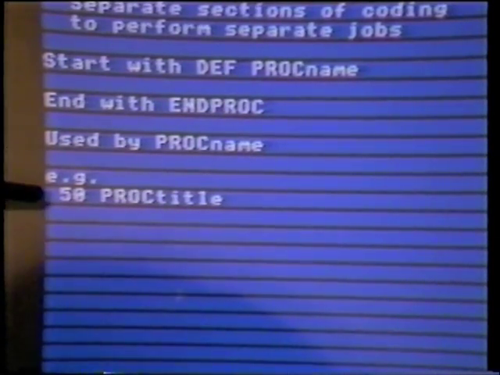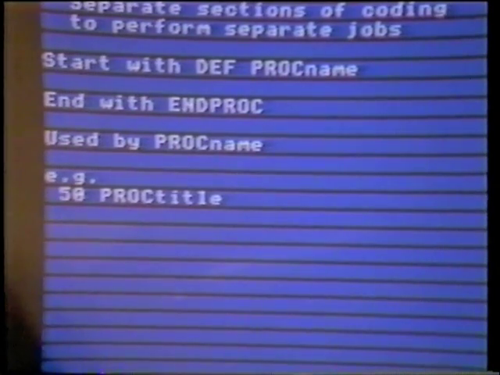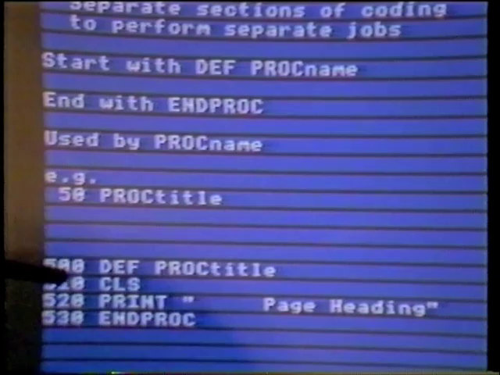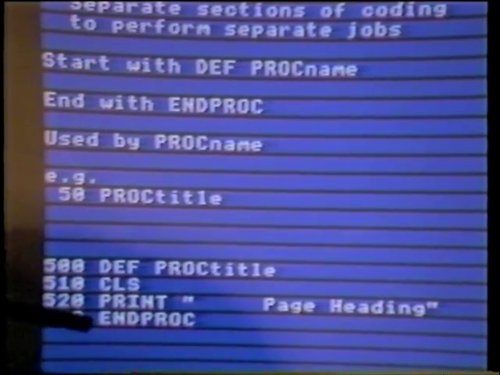Let's suppose that during our program, at a certain point, we want to clear the screen completely and put a page heading at the top. We could write the coding to do that into a procedure called proc title. And line 50 in our program, to use that procedure, would simply say proc title. Somewhere else in the program, we would define that procedure. There's our def proc statement, and there's our end proc statement.